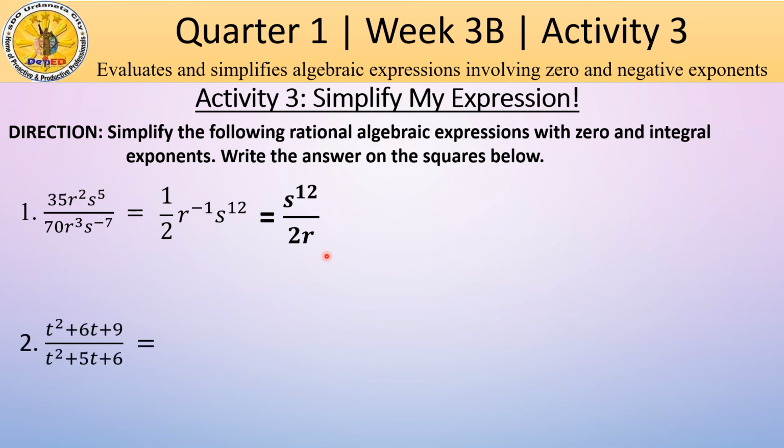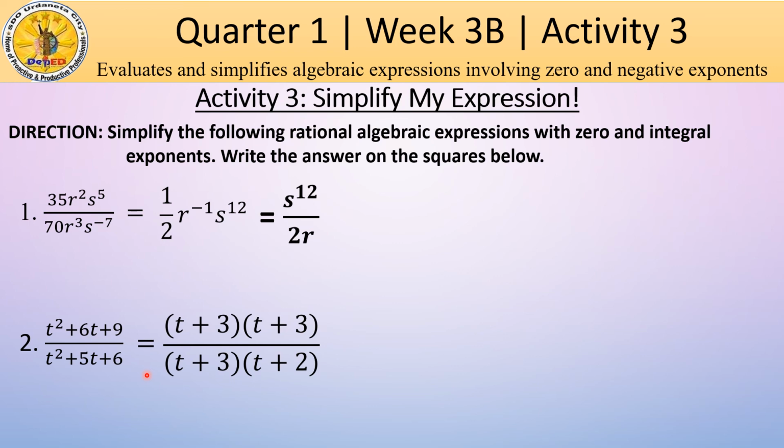Next, we have here a trinomial, t to the second power plus 6t plus 9 over t to the second power plus 5t plus 6. So, you have learned before about factoring. So, what are the factors of 9 that if you are going to add, you will get the middle term 6? And then, in the denominator, the factors of 6 that if you are going to add those numbers, you get the middle term 5. So, what are those?